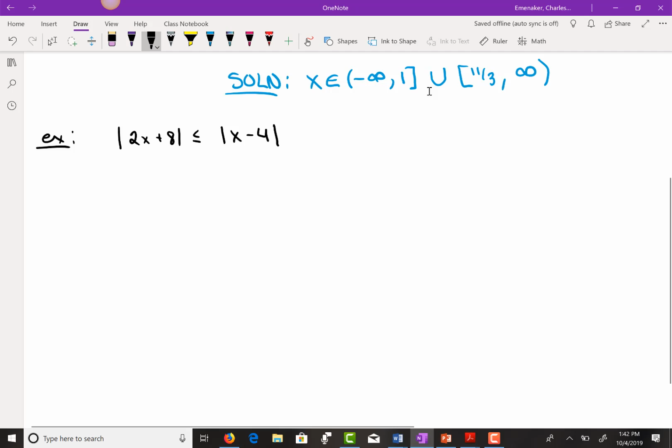Well, we're going to play the game exactly the same as Myron laid it out in the last one. What we're going to do is write down, first off, we have our 2x plus 8 less than or equal to our x minus 4. Then the second part of this is going to be, we're going to have our 2x plus 8 greater than or equal to the negative of x minus 4.